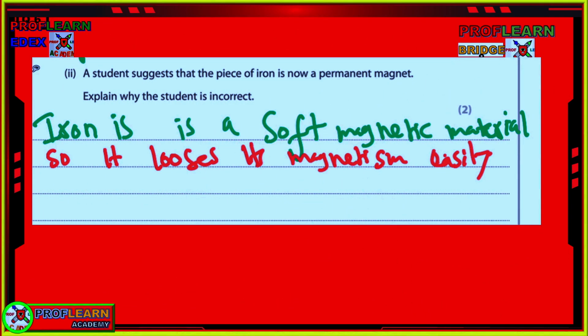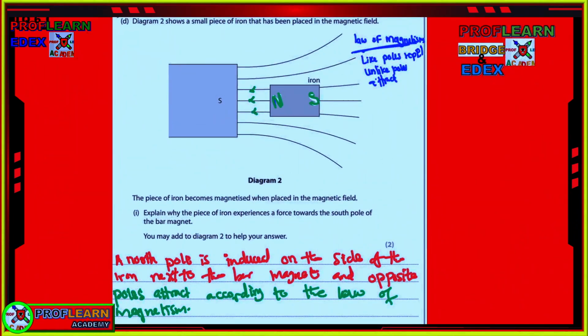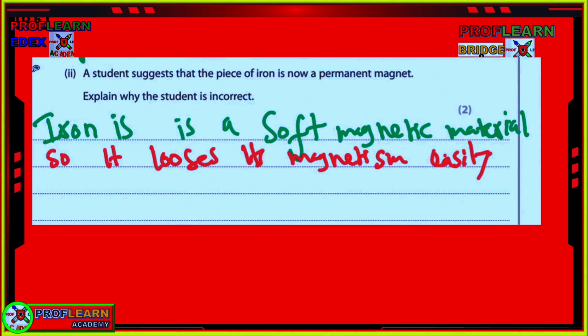The student suggests the piece of iron is now a permanent magnet. The student is very wrong, because if this magnet is removed from inside here, it will cease being a magnet. So we can say iron is a soft magnetic material, so it loses its magnetism quite easily.